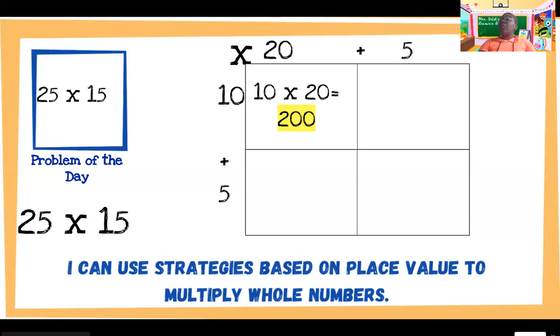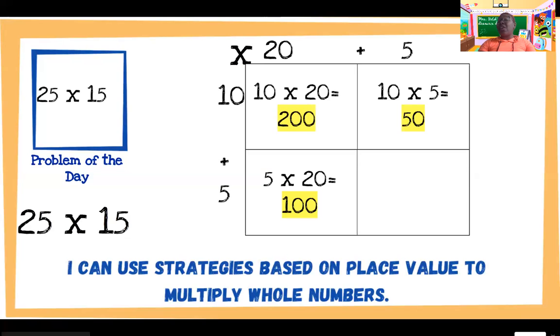Now, what do you think I'm going to multiply next? Did you say 10 times 5? If you did, you're absolutely right. Well, what is 10 times 5? Did you get 50? Great job. What do you think is going to happen next? Did anyone say multiply 5 times 20? Great job. 5 times 20 is 100.